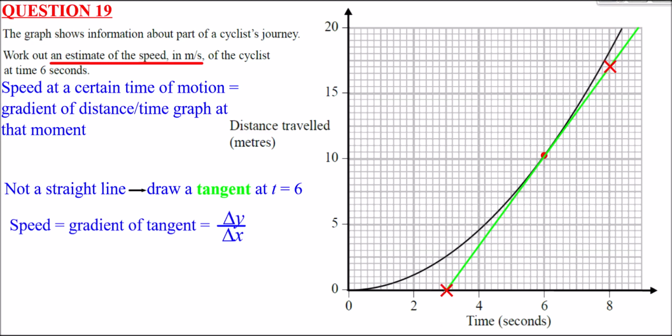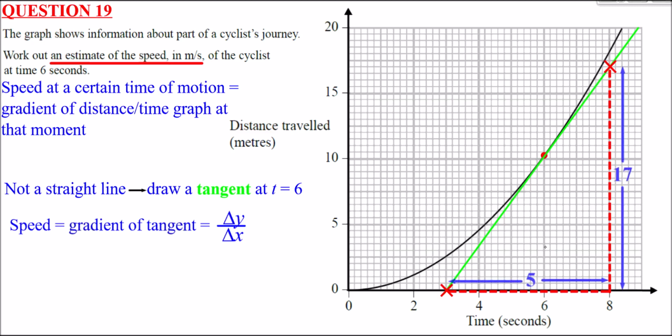So I can work out the distance from here to there going across. That's between 2 and 4 seconds, so that's 3. This one here is 8. So the change in x along here, I can work out. That's going to be 5. And vertically, I'm starting from 0 and going all the way up to this point here, which is 17. That's 15, 16, 17. So the vertical change is 17, the horizontal change is 5.